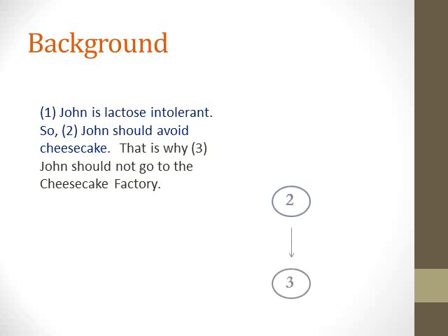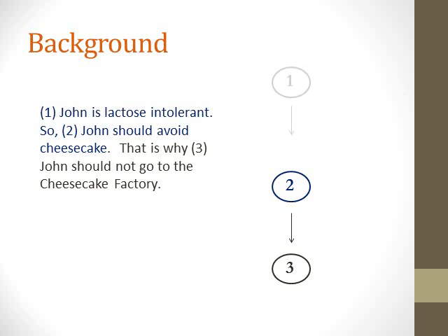So I'm going to just represent the move from 2 to 3 first. So this right here shows that John should avoid cheesecake, which is 2. Therefore, John should not go to the Cheesecake Factory. But what we need to do here is represent this sub-argument beforehand. So before we actually can use 2, we have to establish 2 through a sub-argument. So the way we're going to depict that in the diagram simply is as follows. So the sub-argument right here is 1, so 1 gives support for 2, and then once we have 2, we could use 2 to arrive at 3.